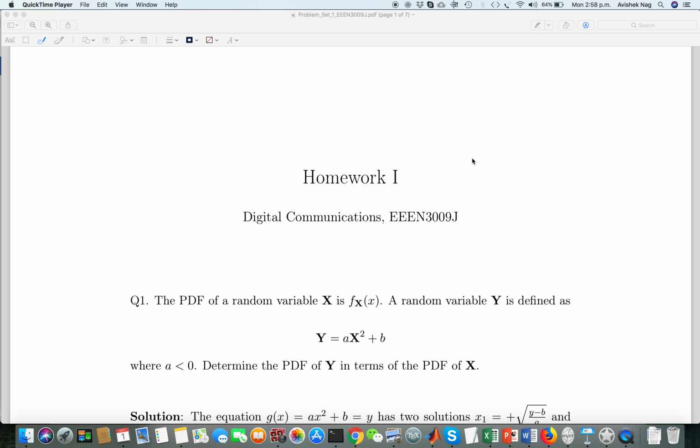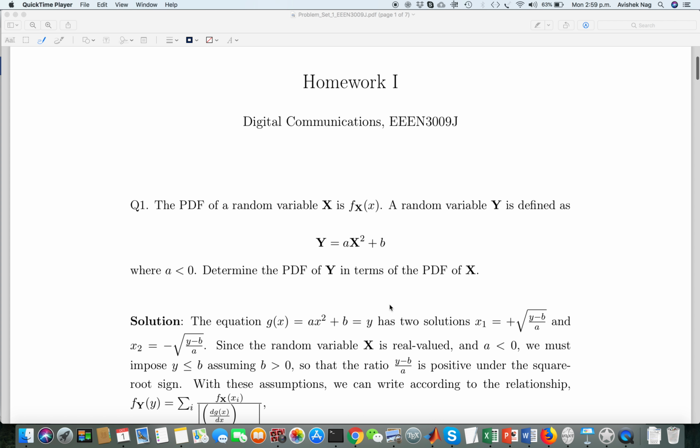So let's start. The first problem was on the PDF of a random variable, and it is based on the concept of the functions of a random variable. So we had this random variable y, which is a function of the random variable x, and the relationship is ax square plus b, where a is less than 0. You were asked to determine the PDF of the random variable y in terms of the PDF of the random variable x, which is your f of x.